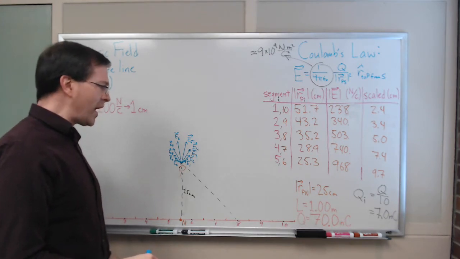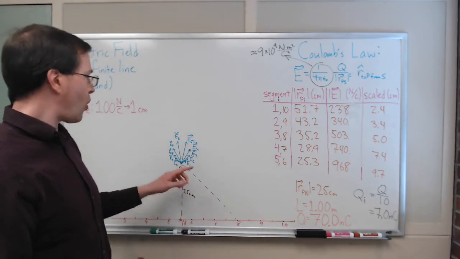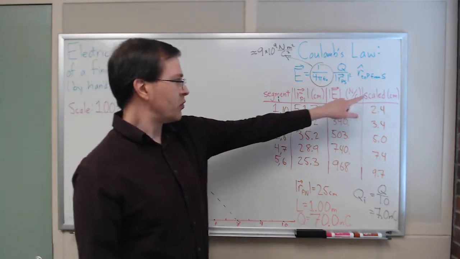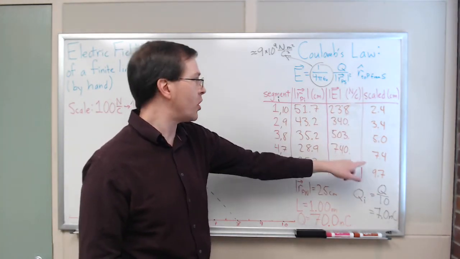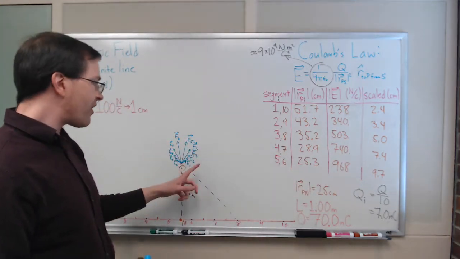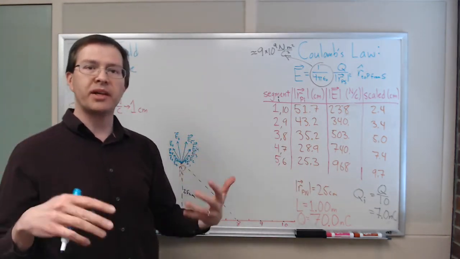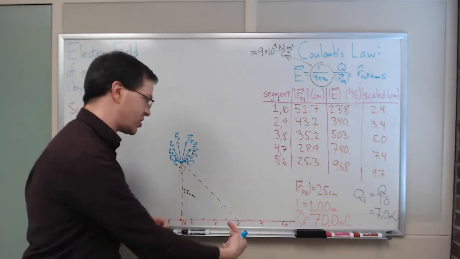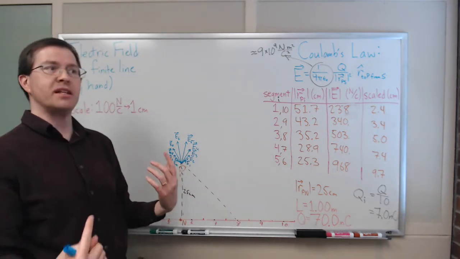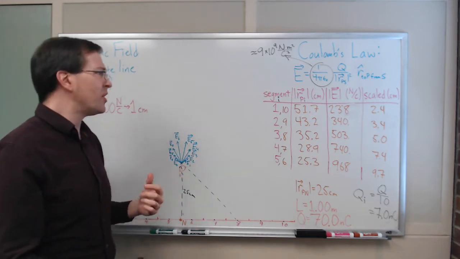So why did we do this? I've now drawn the lengths with my scaled length here. These lengths represent hundreds of newtons per coulomb. I've gotten the directions right, not by doing some complicated r hat calculation, but just by following lines, right? That's what r hat is. It's just from there to there. That's what r hat means. It's just that direction. So I've done all this.